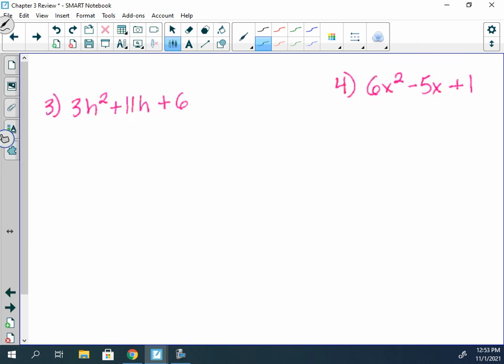Questions on 3 or 4? 4. So we look at problem number 4. The first thing we need to be looking for is a greatest common factor, because if we're factoring it, we need to look for greatest common factors first. Now, since there's not a greatest common factor between 6x squared, 5x, and 1, we'll move on to our 2 sets of parentheses with 3 spaces.